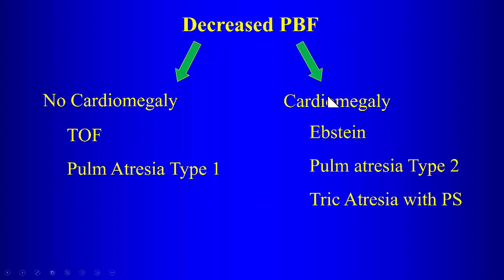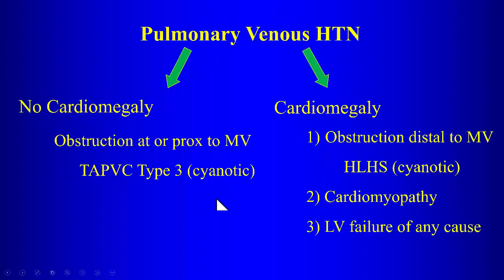If you have cardiomegaly with decreased pulmonary blood flow and cyanosis, the classic lesion here, especially with right atrial enlargement, is Ebstein's. But we have a couple other things, pulmonary atresia type 2 with an intact septum, or tricuspid atresia with pulmonic stenosis. All right. But this is the one that you want to know about, Ebstein's.